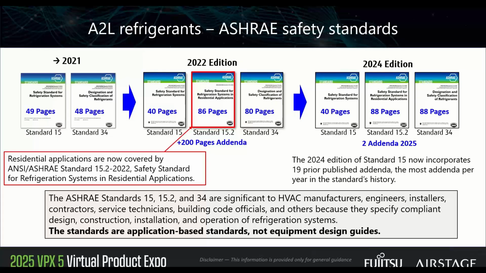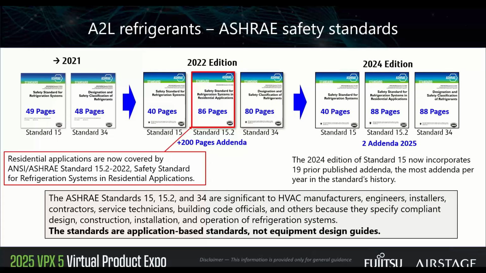So a couple of years ago, it was those standards plus 200 pages of addenda, 400 pages of information. Last year, they cut it down. They included all the addenda into the 2024 edition to make it a little more reasonable size-wise, but the addenda are still being added as we speak, a couple of them already this year, and more is coming. We need to remember that these standards are application-based standards. They are not equipment design guides.